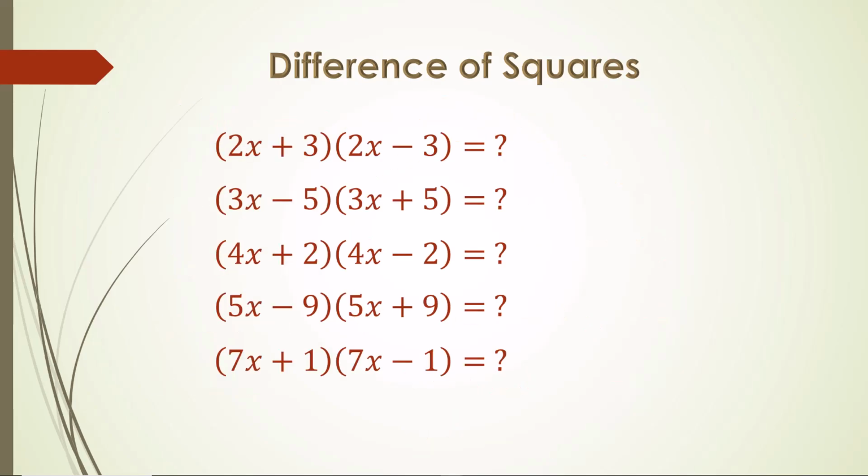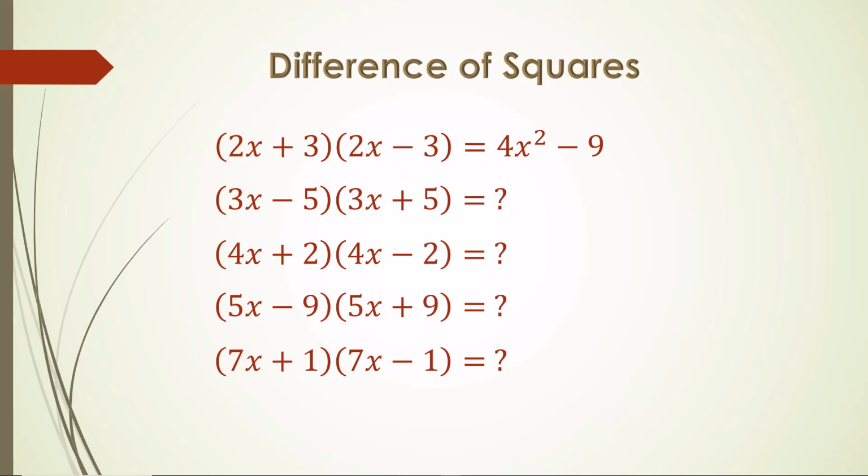Here are a few more examples where the first terms are not 1. However, the pattern remains the same. The resulting first term is the square of the first term. In this first case, the value 2x squared results in 4x squared, and the second value 3 squared equals 9, which is negative since the values are opposite. The middle term disappears, leaving the difference of the two squares, 4x squared minus 9.